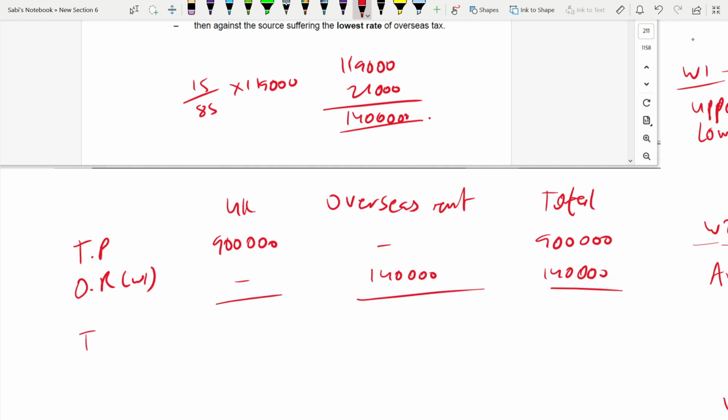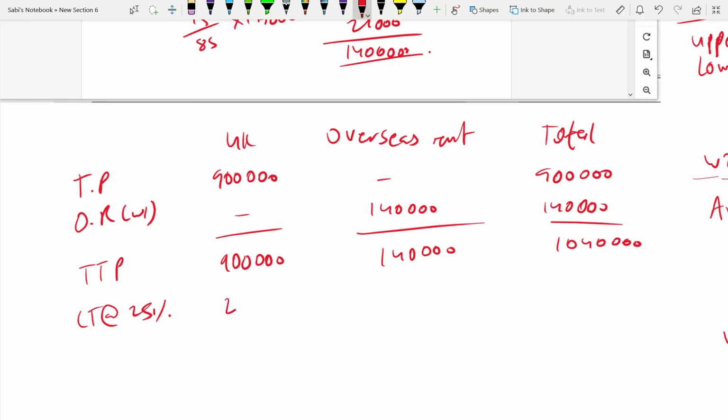Now the TTP is 900, 140, 1,040,000. Now corporation tax at what rate? 25%. Of 900 is 225, 140 at 25% is 35,000, and 260,000 is the total.